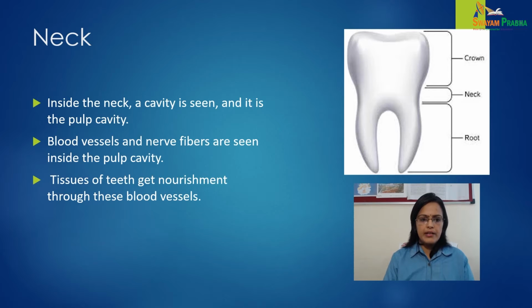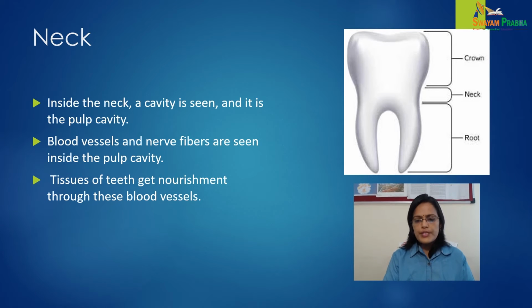Next is the neck. Inside the neck, a cavity is seen, and it is the pulp cavity. Blood supply and nerve fibers are seen inside the pulp cavity. The tissue in the teeth gets nourishment through these blood vessels. So this is the neck. As you can see in this figure, this is the crown portion which is above the gum, then the neck is seen, and the third one is the root.